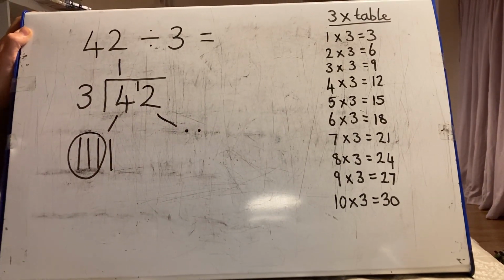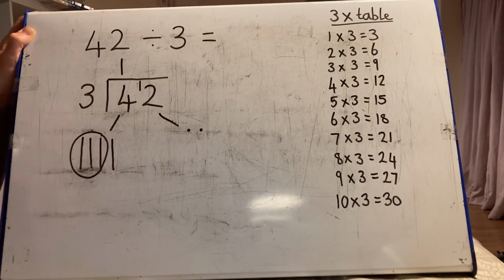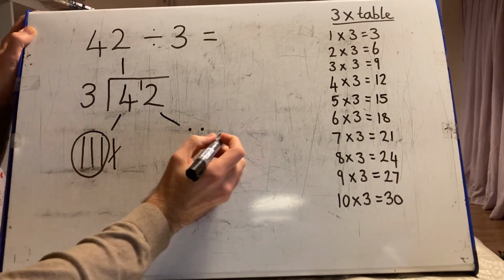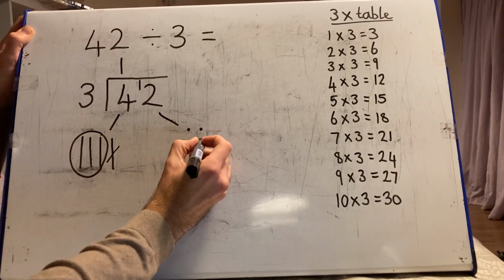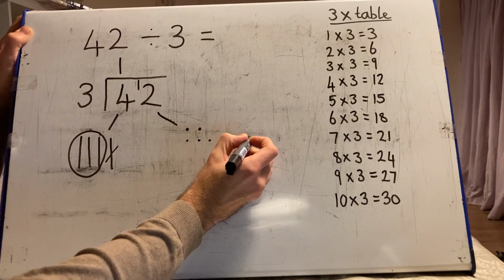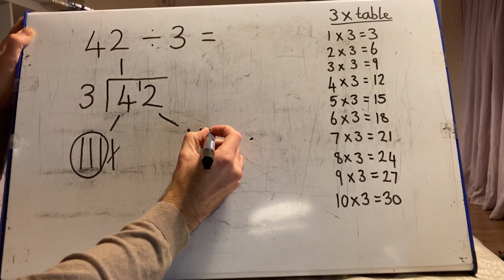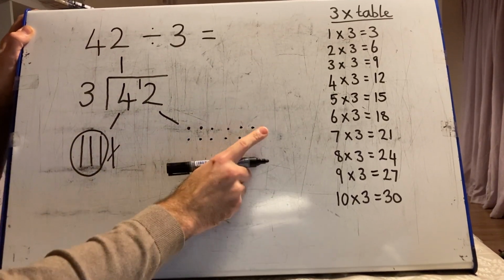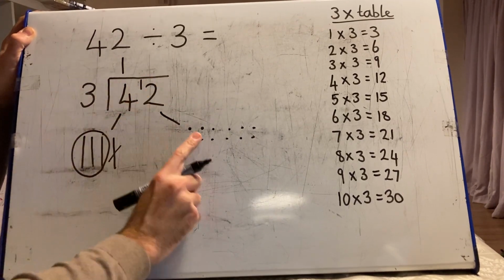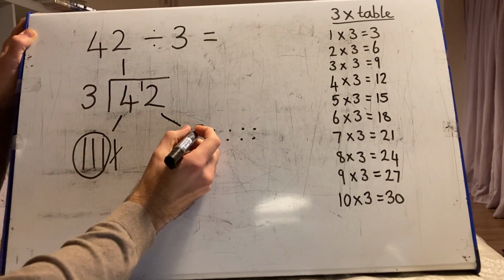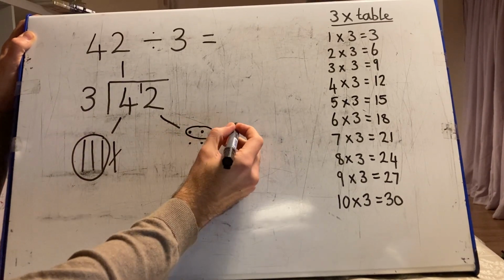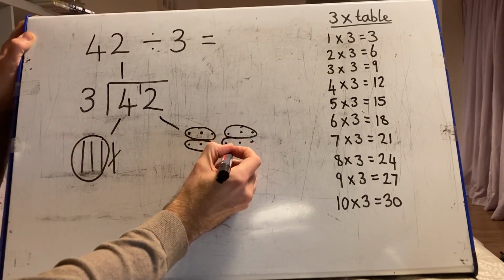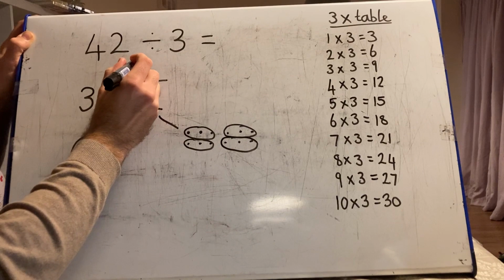So I need to think about this in terms of grouping into groups of 3. I have 12. So here, this 1 lot of 10 I've got, I'm going to exchange it for 10 ones. 1, 2, 3, 4, 5, 6, 7, 8, 9, 10. Now, looking at what I have here, 12, I'm going to put it into groups of 3. There's 1 group of 3. There's 2 groups of 3. There's 3 groups of 3. There's now 4 groups of 3.